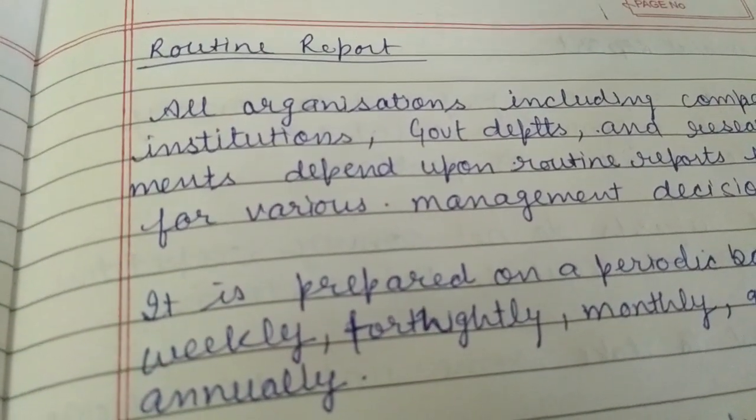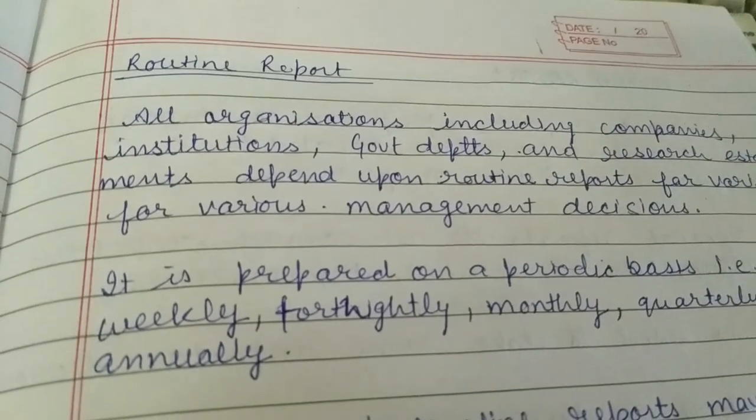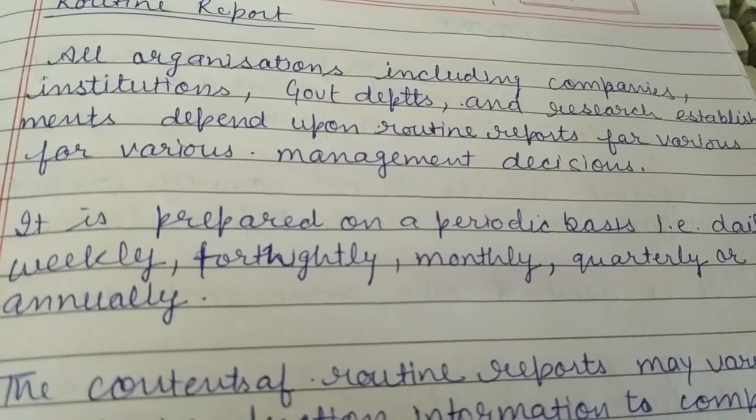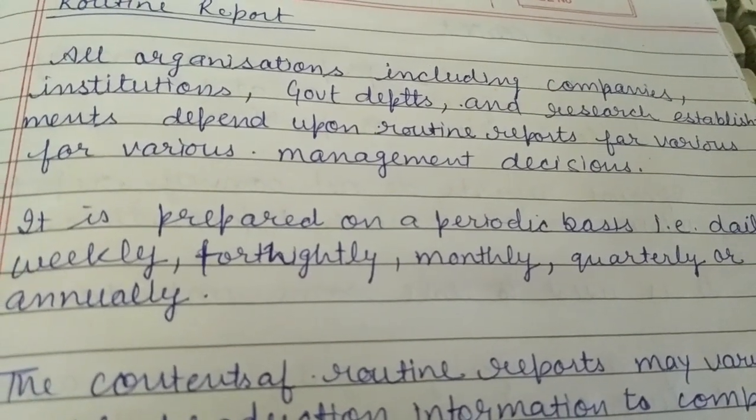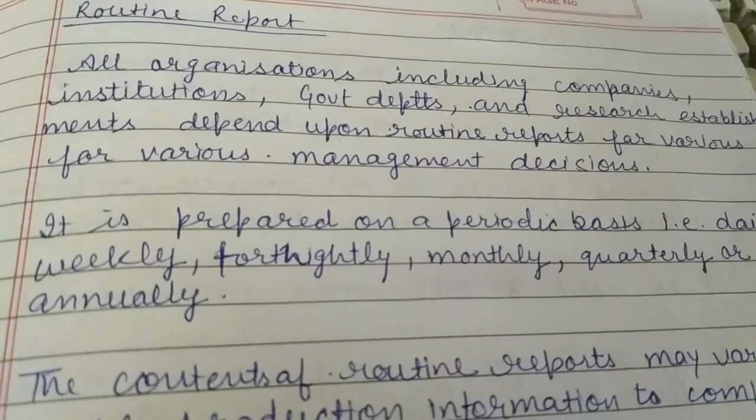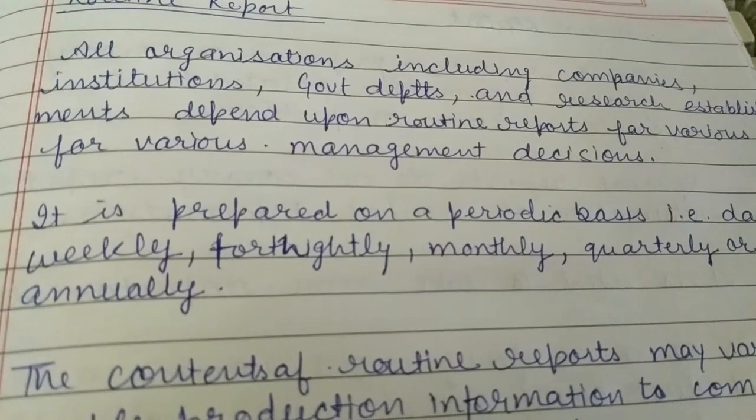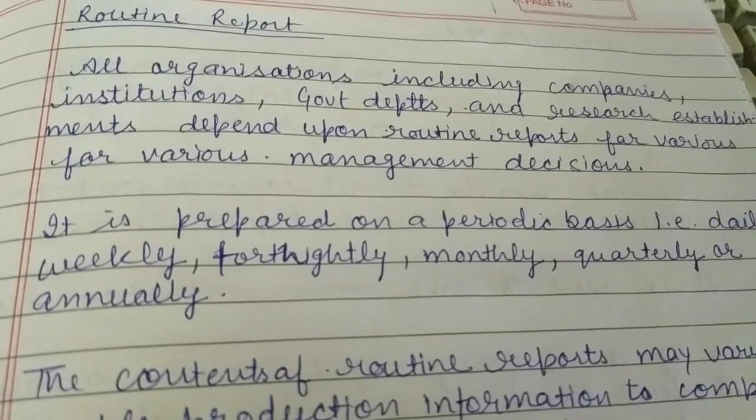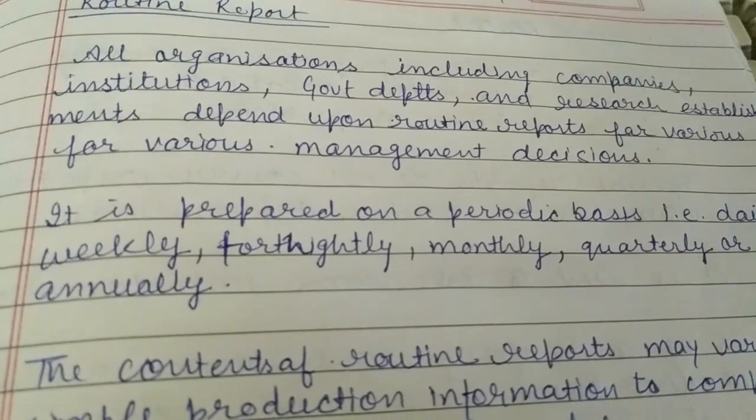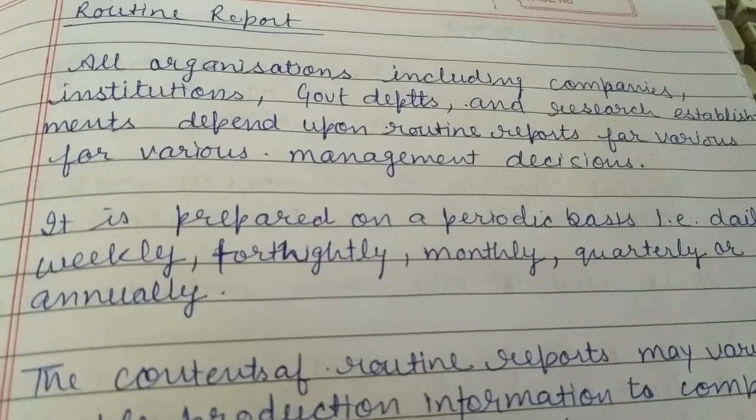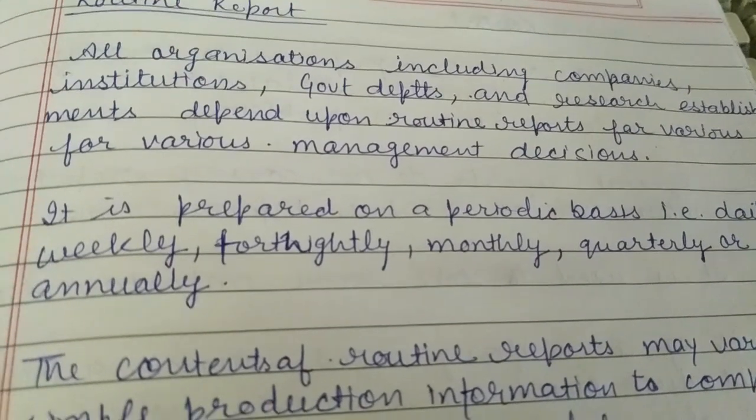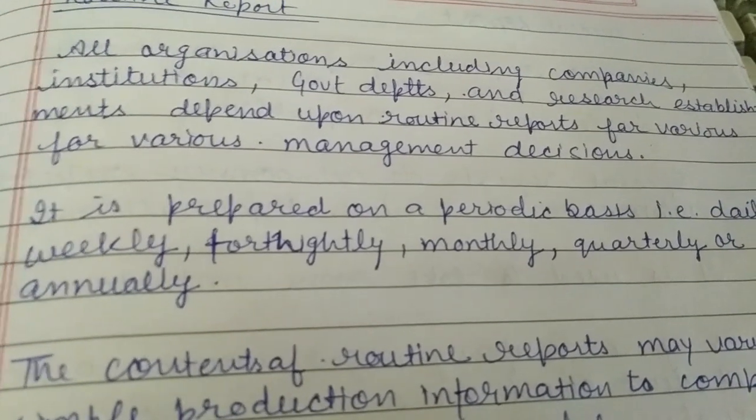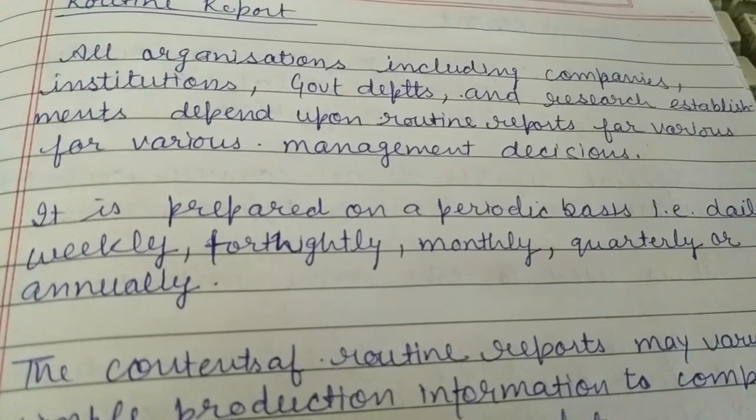Next is routine report. All organizations including companies, institutions, government departments and research establishments depend upon routine reports for various management decisions. Like here the example is before us. In this period of lockdown, how is our government working? The reports which are presented to the government, to our prime minister, he takes decisions after looking into the matter, after looking at all the information, after detailed research, so that he can take the proper decision. So it requires daily basis data. He requires daily information, which here means routine information.